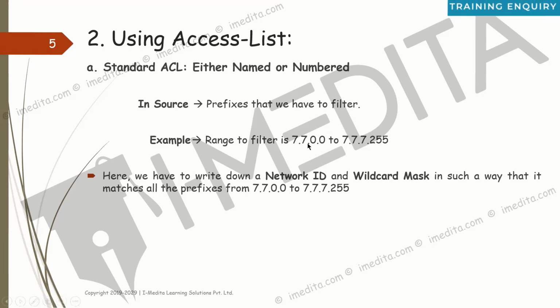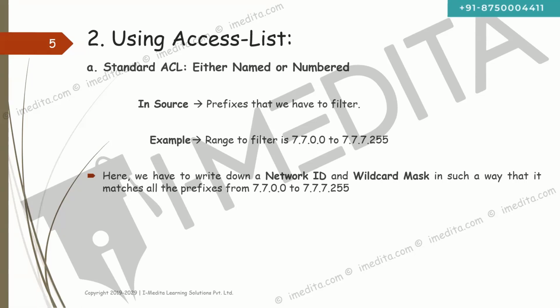For example, let's say we want to filter the prefixes from 7.7.0.0 to 7.7.7.255. I do not want to receive any prefix from this range. So I have to write down a network ID and wildcard mask in such a way that it matches and filters all the prefixes from this range. How can that be done?